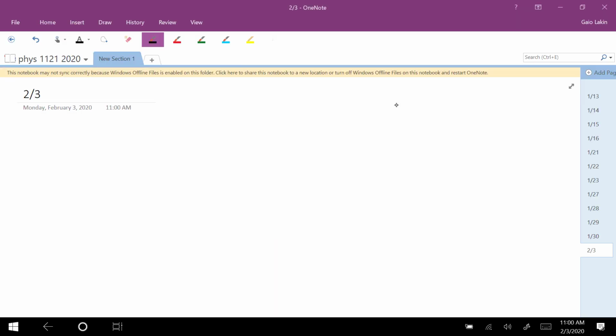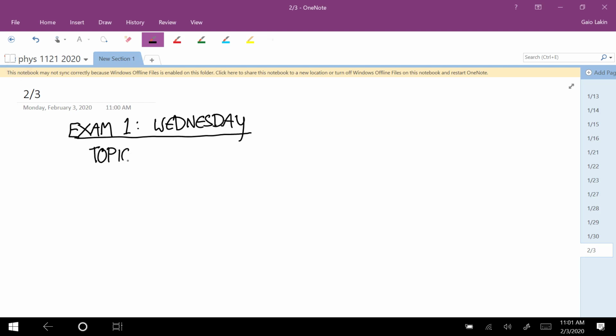Okay, so first, exam one is on Wednesday. And the relevant problems are everything up through the vector problems. So the stuff that we're doing right now, defining position, velocity, and acceleration for vectors, is not going to be on the test.